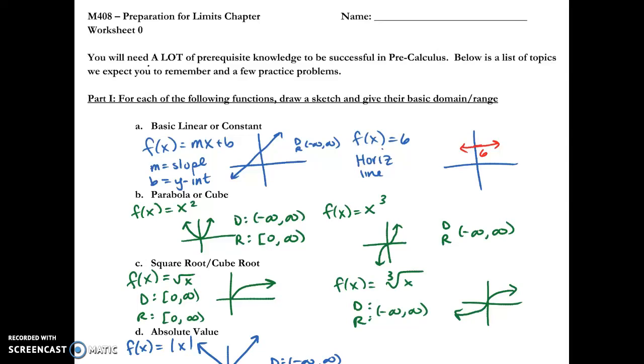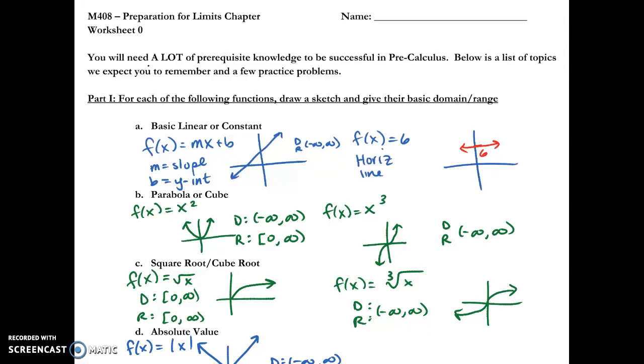Our last two units of the year are limits and derivatives. And in order to be successful in these units, we need to have a good memory of basic functions from Algebra 2. So what we're going to do today is revisit the family of functions that we learned in Algebra 2 to help us for future success in pre-calculus topics.